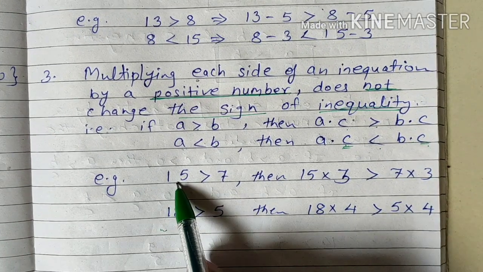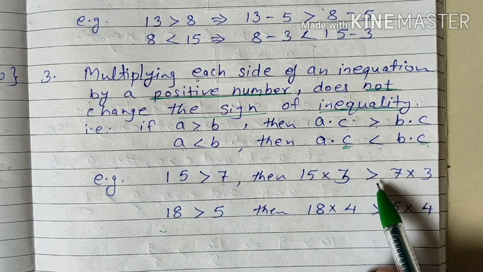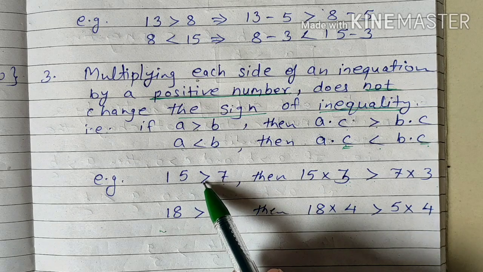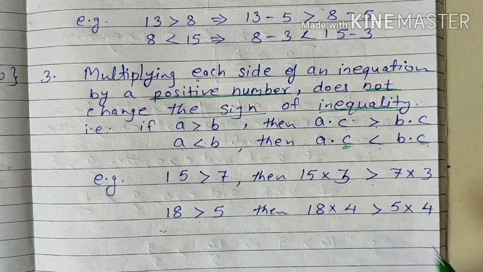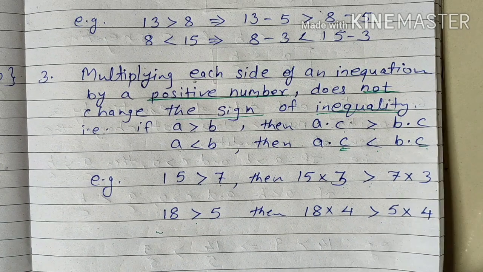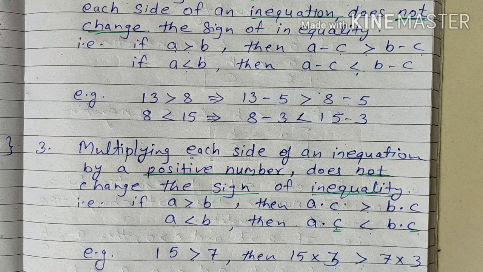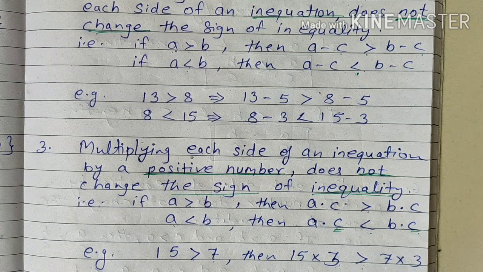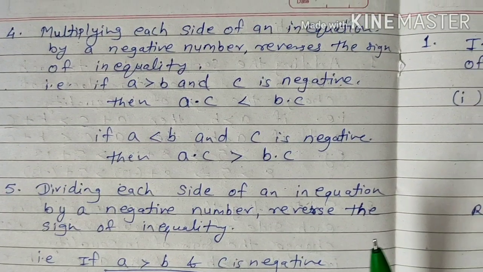Okay, for example, if 15 is greater than 7 and we multiply both sides by positive 3, the inequality sign remains the same. Greater than here, and also greater than here. So till now we have learned about addition, subtraction and multiplication with a positive number. Got it? Now, a little bit different.